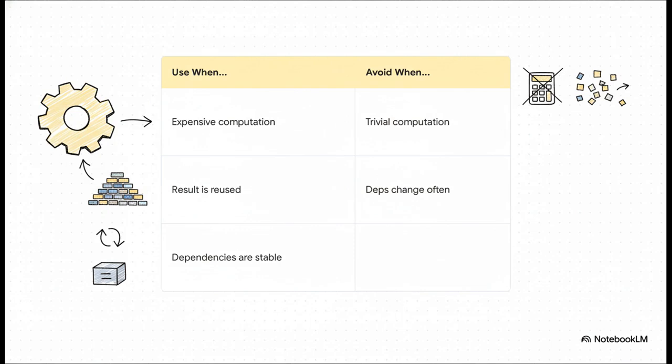Next, we have useMemo, and it's really important not to confuse this with React.memo. useMemo isn't for components, it's for values. Think about a really complex calculation, like filtering a giant list of data. You can wrap that calculation in useMemo, and React will only rerun it when one of its dependencies, the values you've listed in that little array at the end, actually changes.